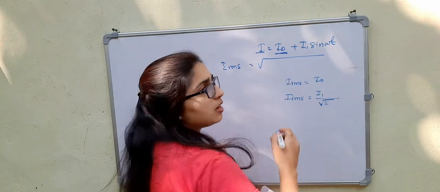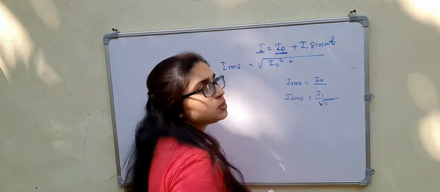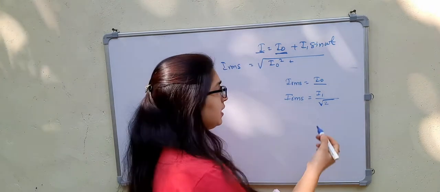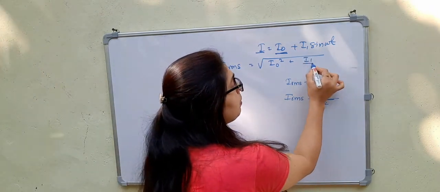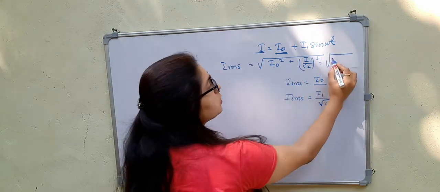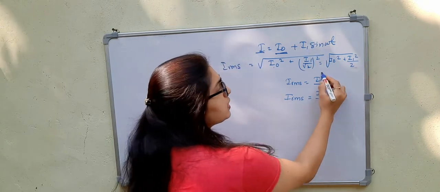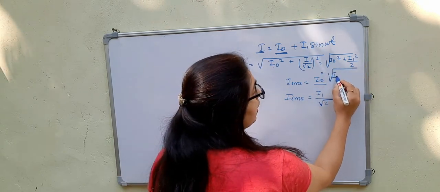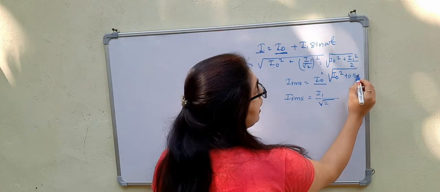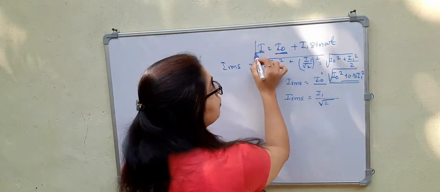So what is the RMS value? That is I naught, so I naught square. Then what is the RMS value of I1 sin omega t? That is I1 by root 2, so I1 by root 2 whole square. So this is equal to the square root of I naught square plus I1 square divided by 2. This can also be written as I naught square plus 0.5 I1 square. So this will be your RMS value of the current.